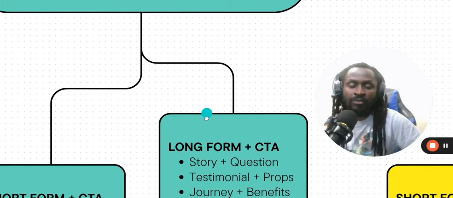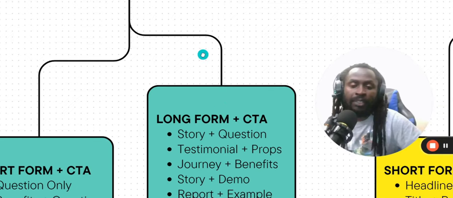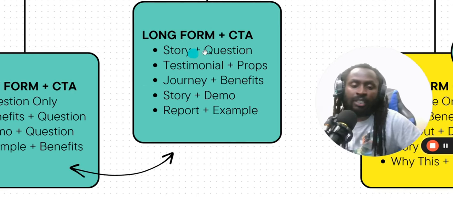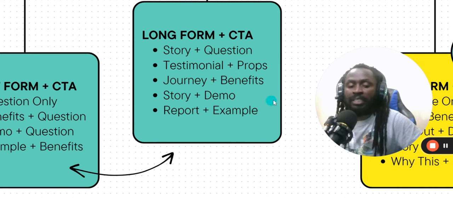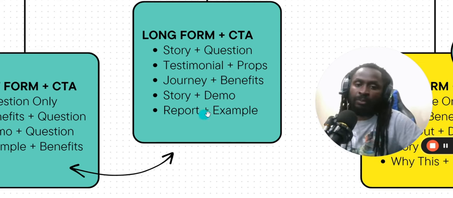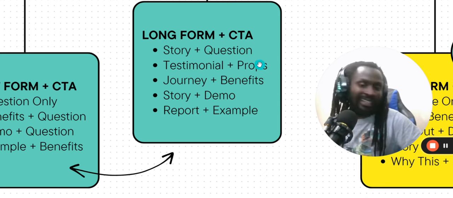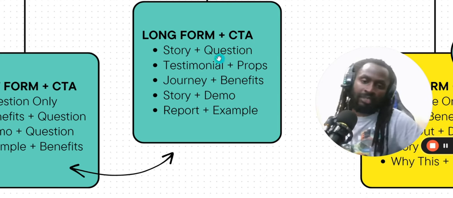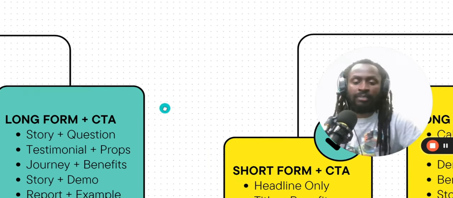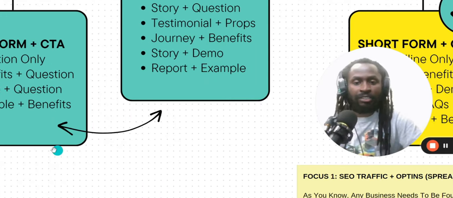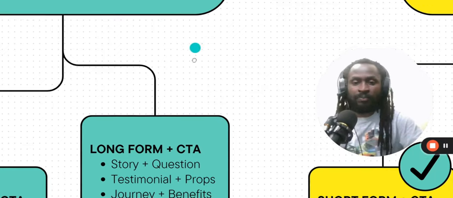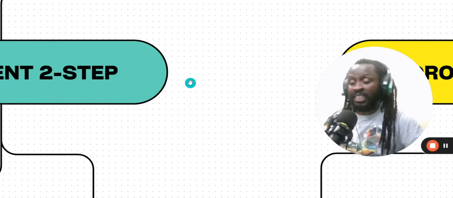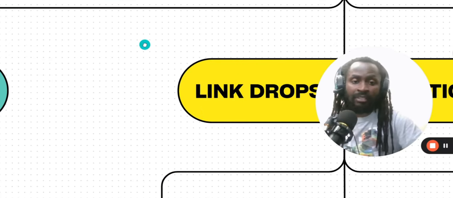The long form of the two-step engagement can be the story plus question, testimonial plus question, journey plus benefits, story plus demo, reports plus example, and anything, you know, just show whatever you're going to share: report, results. You can interchange the two. You can just see the things here from short form and convert them into long form. And if you don't know how to do that, have our team help you.